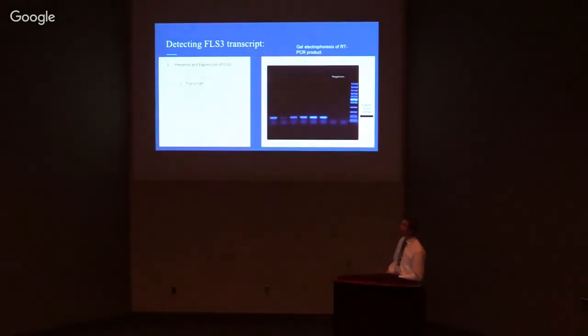Then lanes 4, 5, and 6 will be the heterozygous plants. As you can see, it does go along with my genotyping. The negatives do not have the transcript being made of FLS3. And then lanes 1 through 6 have transcript being made of FLS3.